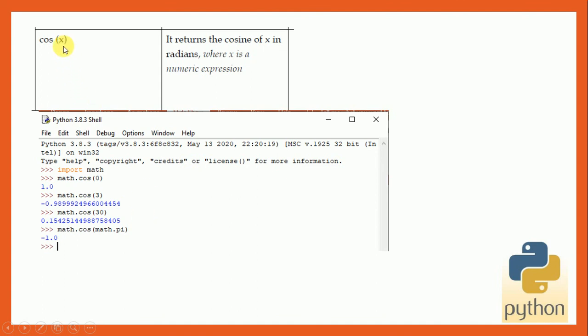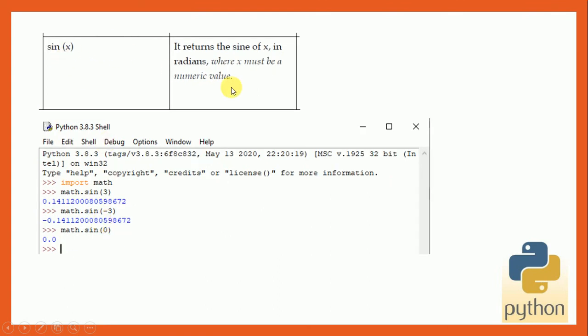The next one is the cosine function. It returns the cosine value in radians of this x. So math.cos of 0, we got 1. Then we are checking some other values. Here all the values are in radians. See here, math.cos of math.pi, that means 180. Math.pi means the value is 180. We got the answer. So all the values are in radians.